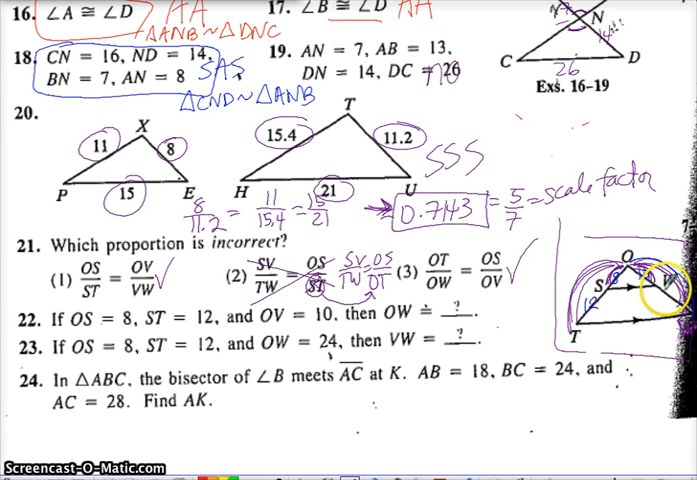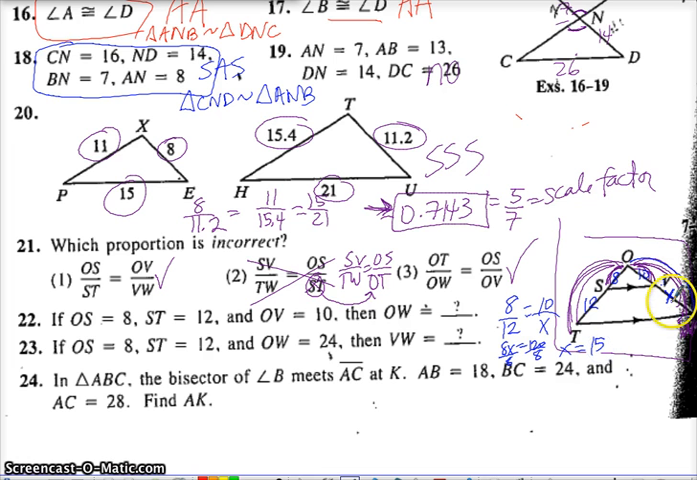Oh, tricky. So actually, you're going to need to try to find VW, and then you're going to add that value to 10 to find OW. Don't get sucked into the trick and think, if I do 8 is to 12, I'm going to do 10 is to OW. That's wrong. It's 10 is to X, right? So we cross multiply, 8X equals 120, divide by 8, so X equals 15.